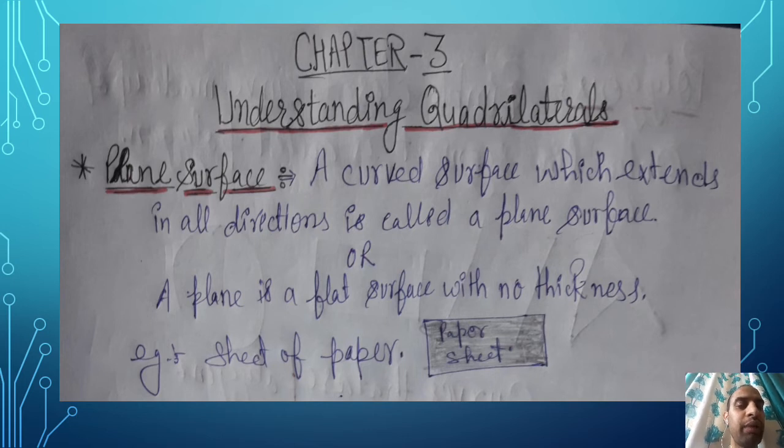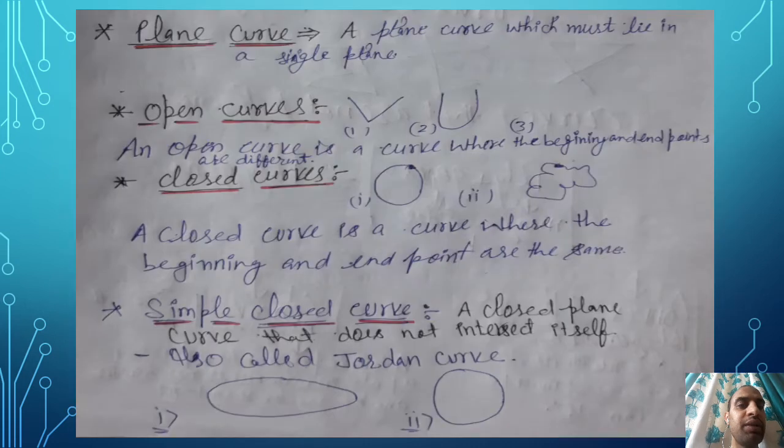For example, I have given here a sheet of paper. You all know that a sheet of paper has very negligible thickness; we have length and width in this case. So I hope this plane surface is clear to you. Let's move to our next definition.